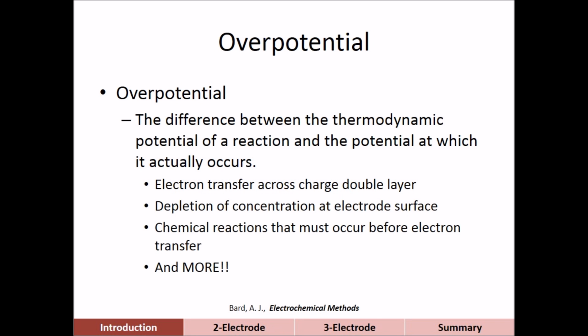So overpotential can be caused by a variety of different factors, some of which are electron transfer across a charged double layer that builds up between the electrolyte and electrode, any reactions that must occur before electron transfer can occur, depletion of electrolyte concentration at the electrode surface, and other factors as well. In general, it can be minimized by selecting the appropriate electrode material for use with your redox couple, but it will always be there to some extent.